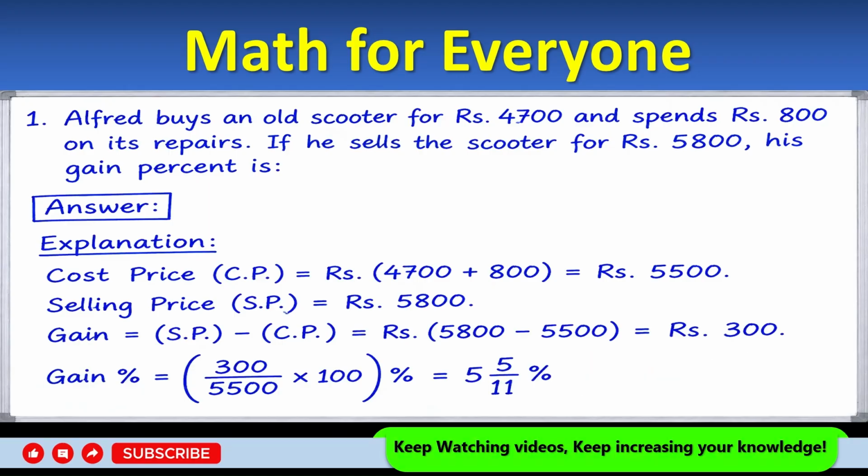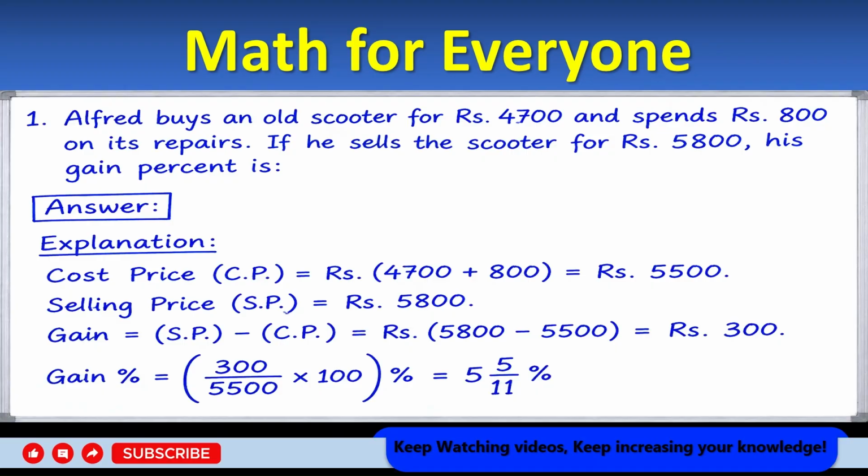And remember the trick from this question. Whenever there are repair costs, transportation costs, or any extra expenses, add them to the original buying price to find the actual cost price. Otherwise, you might get the entire answer wrong.